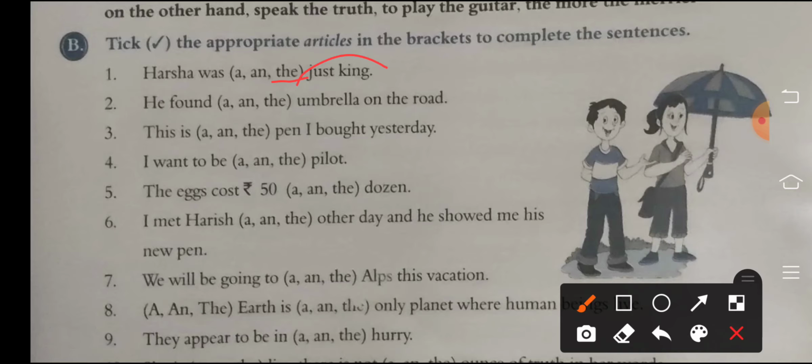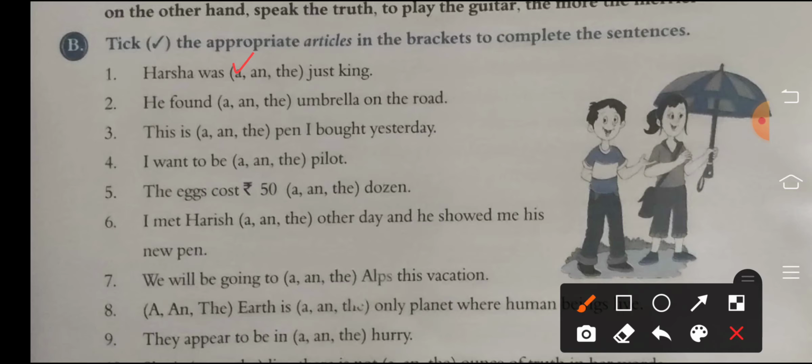So let's talk about this exercise, number 1. Harsha was dash just a king. So a, an and the options are given. What is this? A, right? Harsha was a just king.